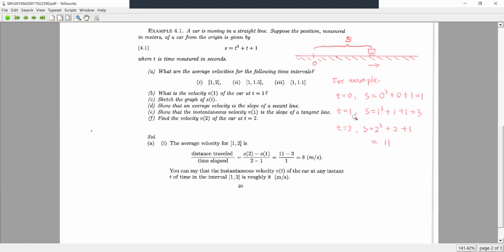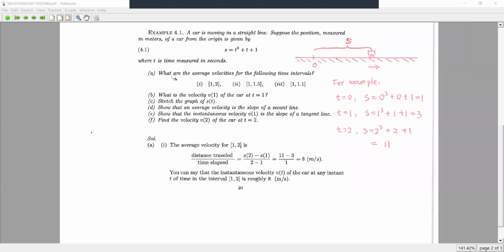When time is 1, plug in 1 in t. Then we get the position of the car is 3 meters from the origin. When time is 2, the position of the car is 11 meters from the origin. Now we have some questions.